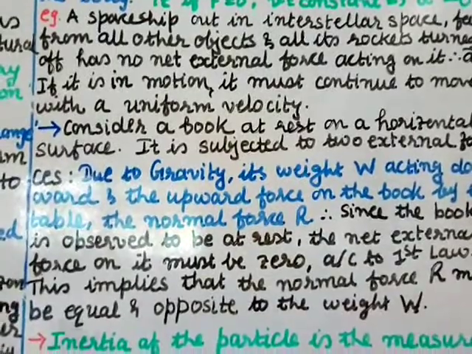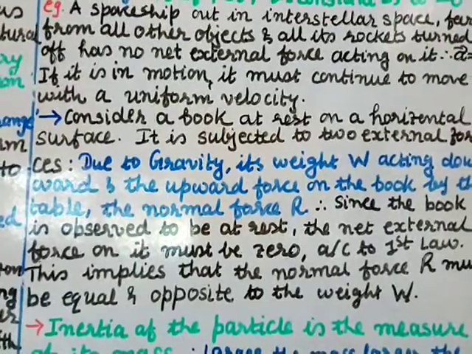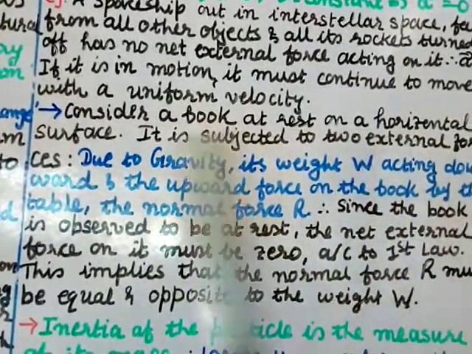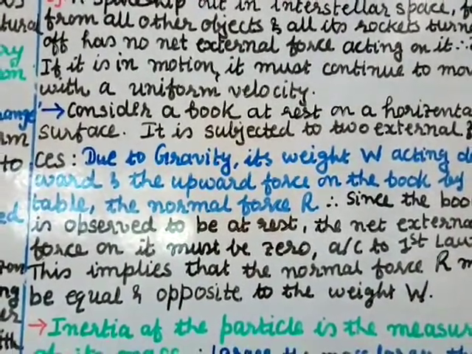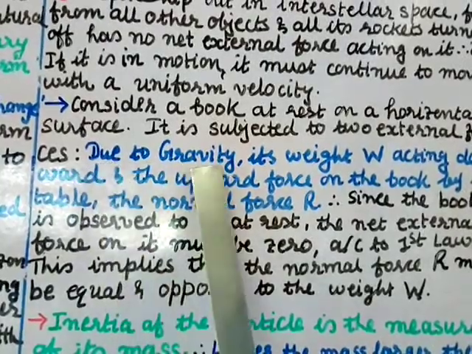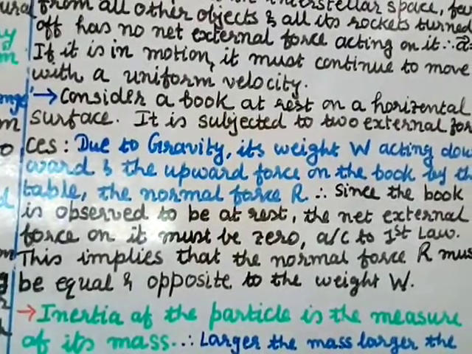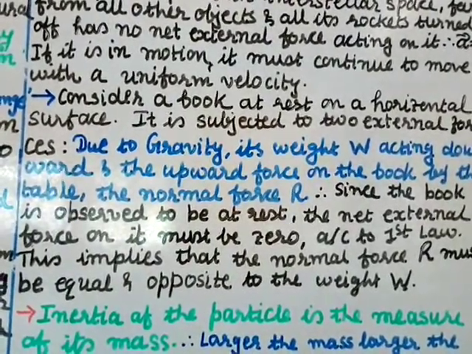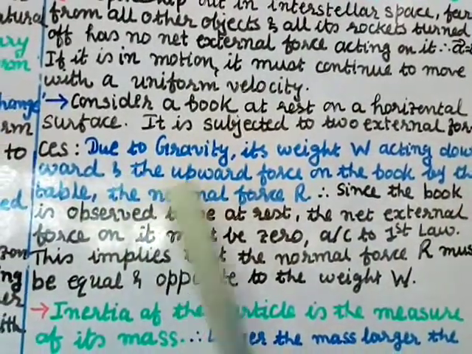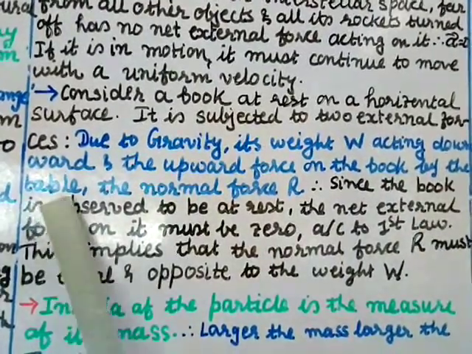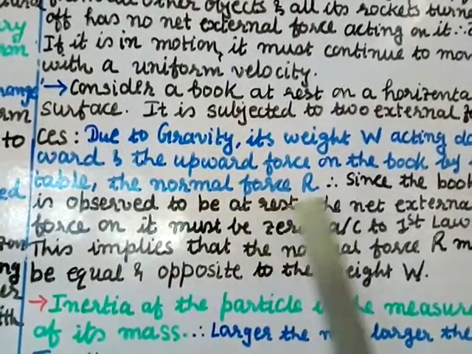Now let us take another example. Consider a book at rest on a horizontal surface, say a textbook on a table. It is subjected to two external forces. The textbook is at rest, so what are the forces on it? One is due to gravity, its weight W acting downward. And the other is the upward force on the book by the table, the normal force R.